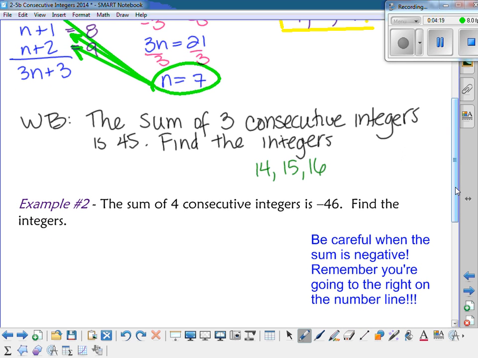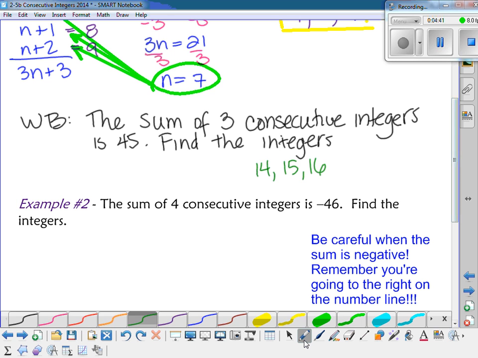Okay, now we're going to have a problem. We've got the sum of 4 consecutive integers. So I'm adding more than 3 this time. I'm adding 4. And it's negative 46. And you want to find the integers. You want to make sure that you are careful when the sum is negative. You're going to the right on the number line, so be really careful with that.